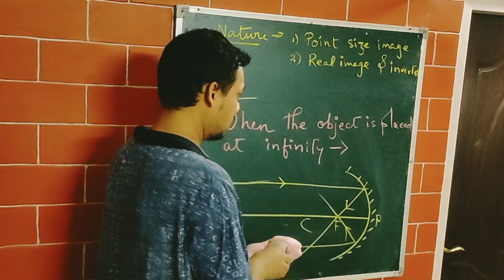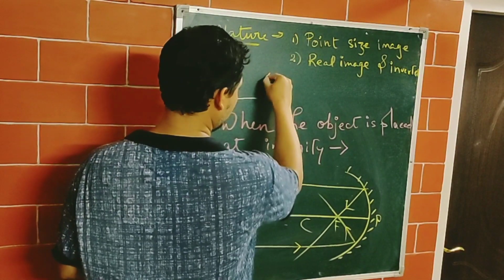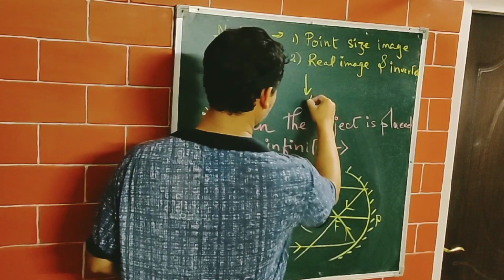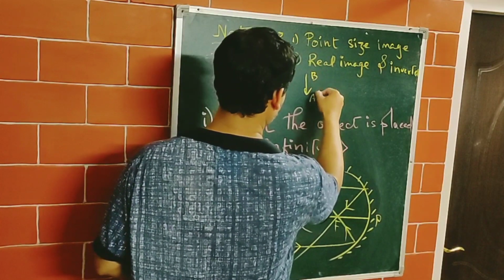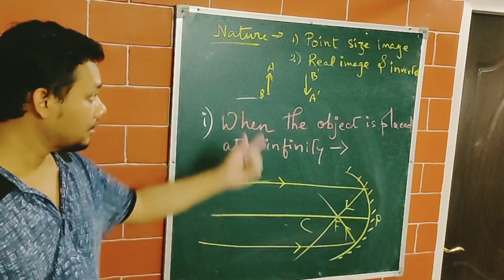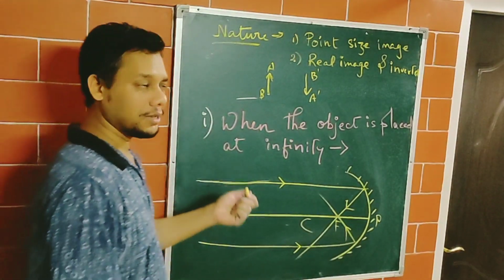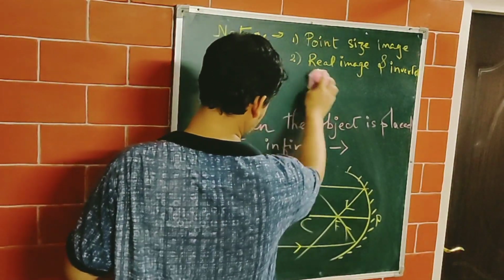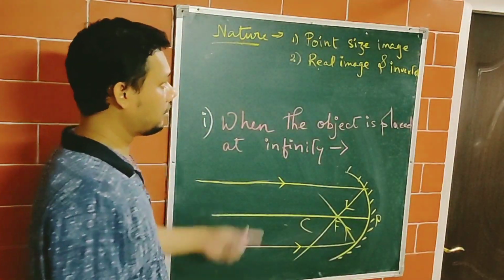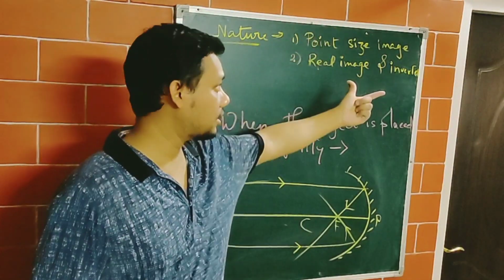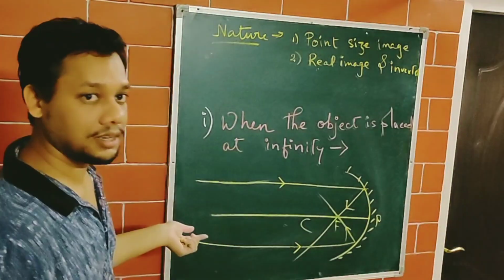Inverted means if the object was like this, AB, the image will be like this, A dash B dash. Completely upside down. That is called a real image will generally be inverted. So what are the nature? Point size, real image and inverted. Next position is beyond C.